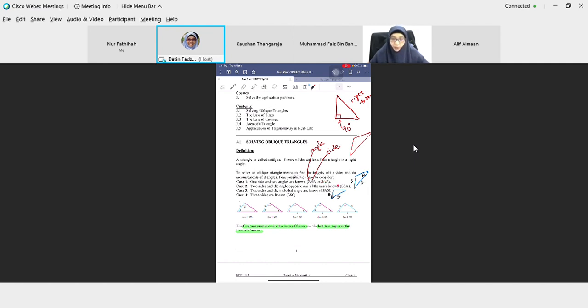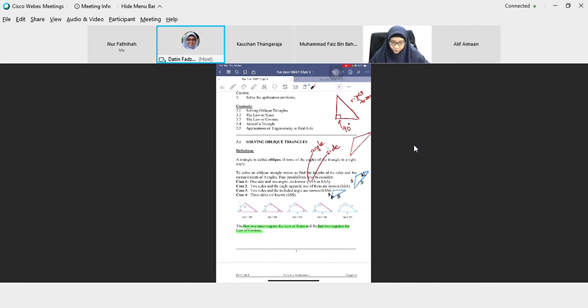The second case is what we call SSA, side, side, angle. That means you are given two sides and one angle is known. So that is our case 2. Case 3 is similar to case 2 in the sense that you are also given two sides and one angle. However, for case 2, the angle is not included. This is the example I showed you: you have this side, then this side, and then the angle. So this is that type of oblique triangle.